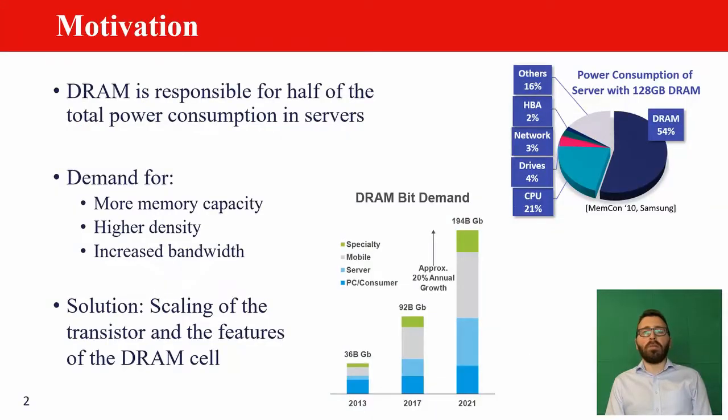One of the major contributors in energy consumption of modern computing devices is the DRAM, which can reach up to 54% of the total power consumption in servers. Furthermore, modern workloads are demanding exponentially more memory capacity, higher density and increased bandwidth, altogether at a lower power consumption. So far, the scaling of the transistor and the feature size of the DRAM cell have proved sufficient to cover those requirements for the required performance and energy improvement of the memory.